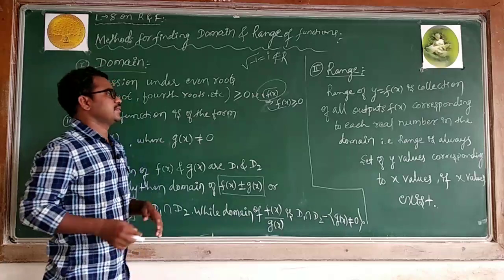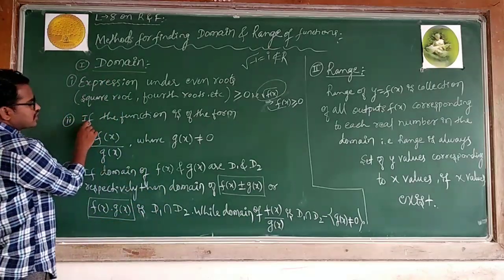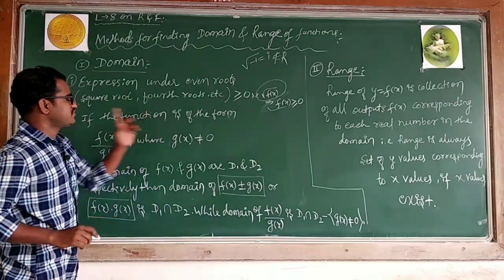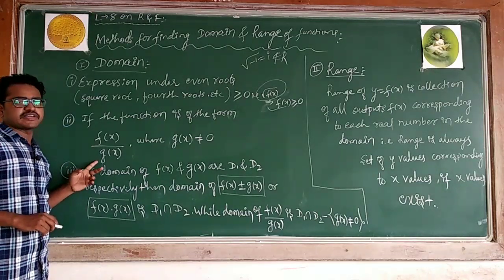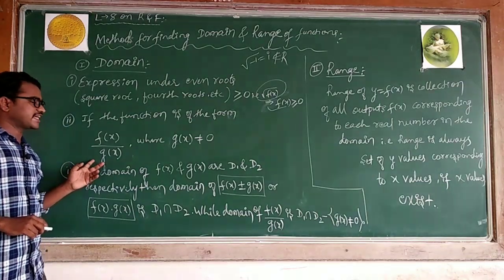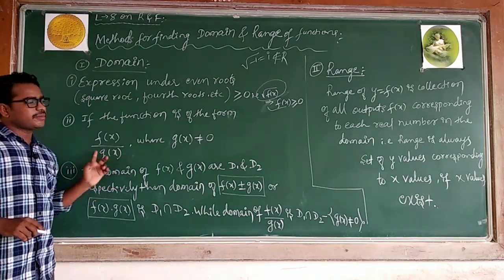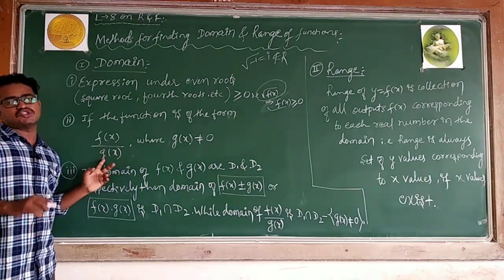More than 0 is nothing but a positive value. Second, if the given function is of the form of division, you can say quotient form, f of x divided by g of x. In this case, you have to take care about the denominator. If the denominator is equal to 0, the function does not exist.